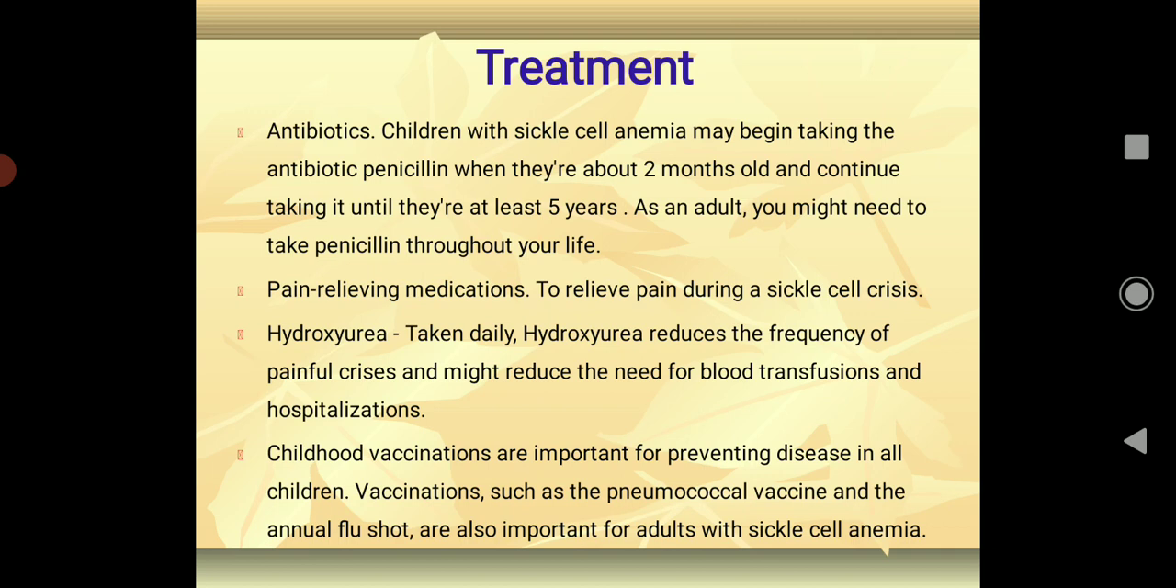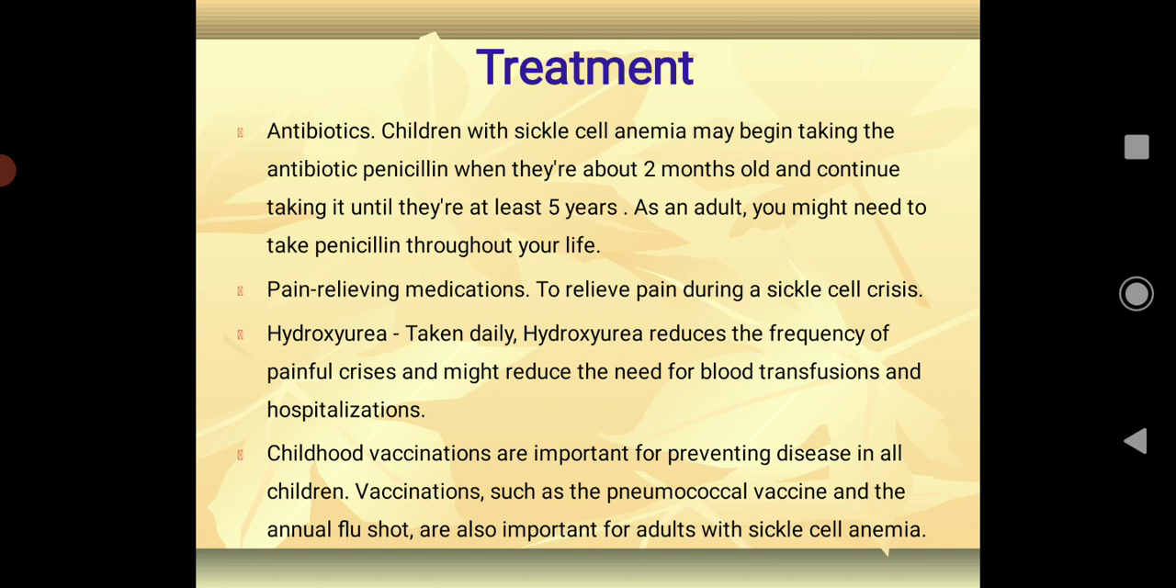The treatments for sickle cell anemia are the following. Antibiotics. Antibiotics are used in the treatment of sickle cell anemia. Children who suffer from sickle cell anemia may begin taking the antibiotic penicillin when they are about 2 months old and continue taking it until they are at least 5 years old. As an adult, you might need to take penicillin throughout your life.